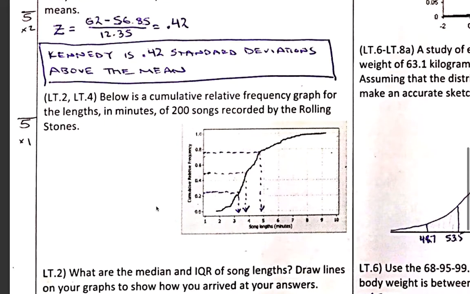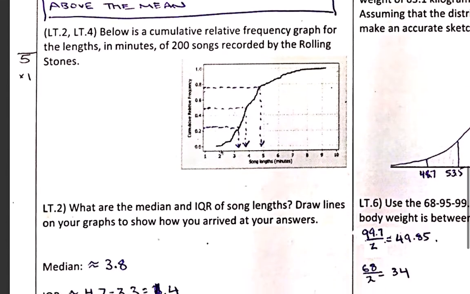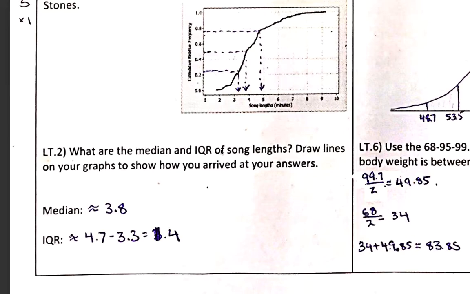All right, Learning Target 2 and 4, we're using this cumulative relative frequency graph. And we're talking about songs in minutes. And so Learning Target 2, interpreting median and interquartile range of song lengths. So what we're going to do is draw lines on our graph to show that. And well, the median would be the 50th percentile. So that 50th would be 0.5 right here in between 0.4 and 0.6. So we draw our line over to the graph, we go straight down, and it looks like it's right before 4. So I approximated about 3.8.